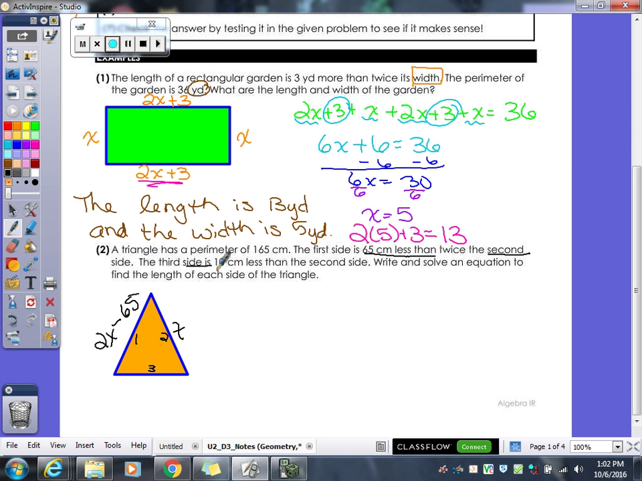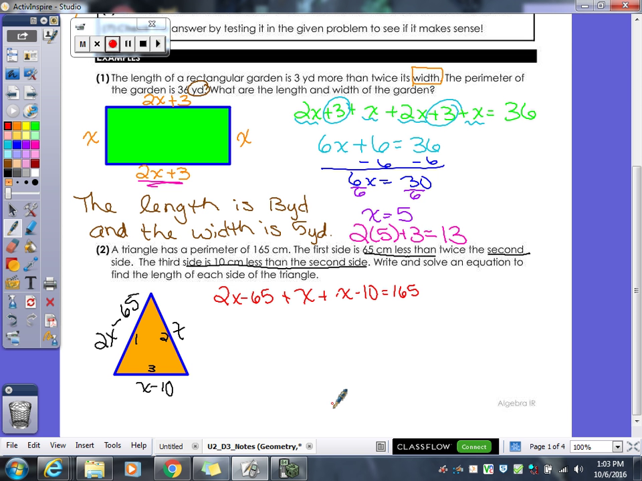The third side is 10 centimeters less than the second side. So again, I'm going back to my second side. What would 10 centimeters less than this look like? x minus 10. All three of our sides are labeled. We're told the perimeter is 165 centimeters, so I'm just going to add them. My first side plus my second side plus my third side equals 165.